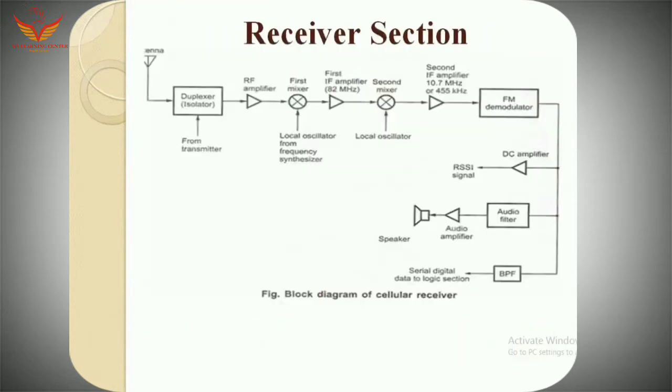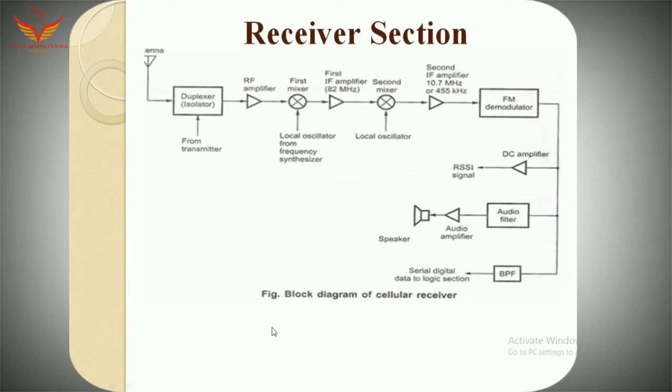So today, the receiver section of the mobile handset or a cellular phone. This is the schematic block diagram of a cellular receiver. In this receiver section, it is a dual conversion superheterodyne receiver. That means a down conversion is done twice in this receiver.